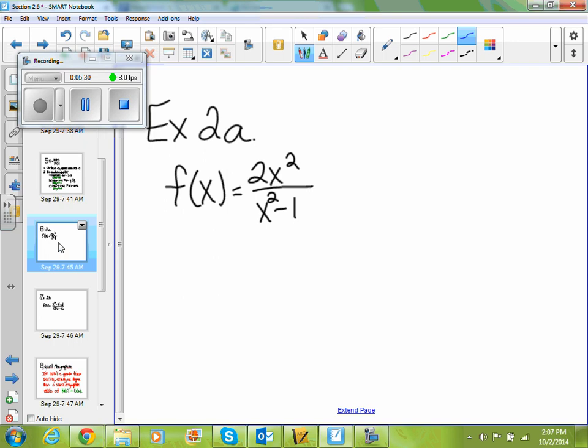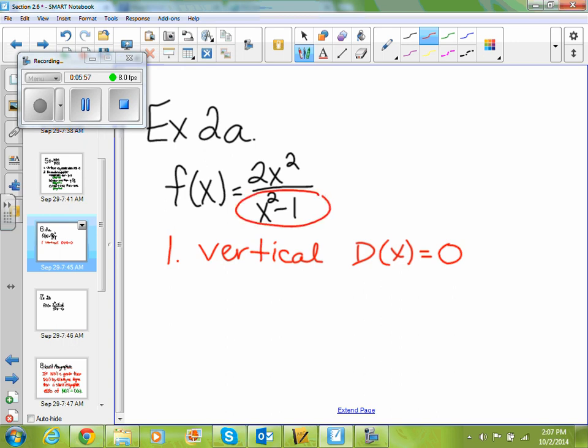Okay, so let's look at our example. f of x equals 2x squared over x squared minus 1. And we want to find our vertical and horizontal asymptotes. Okay, so for the first part of that, we said that we had a vertical asymptote when our denominator was equal to 0. Okay? So my denominator in this problem is x squared minus 1. So I know that I'm going to have vertical asymptotes when x squared minus 1 is equal to 0.